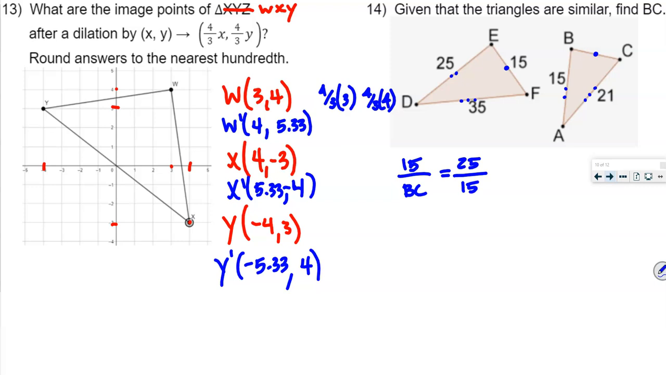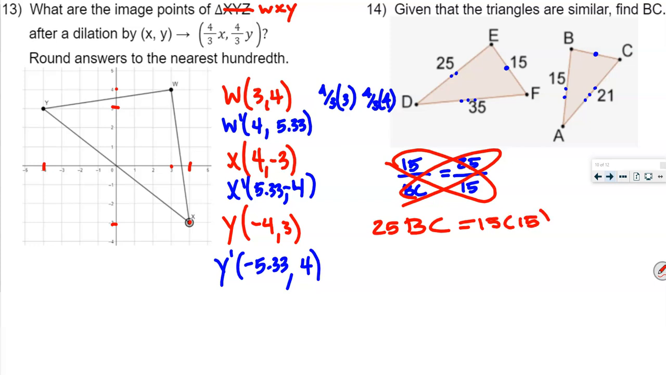So we're going to cross multiply here, remember? Cross multiply to do these, right? So 25 BC is going to be equal to 15 times 15. So this is going to be 25 BC is equal to 225. And how many times does 25 go into 225? Going to divide both sides by 25 here. So BC is equal to 9.